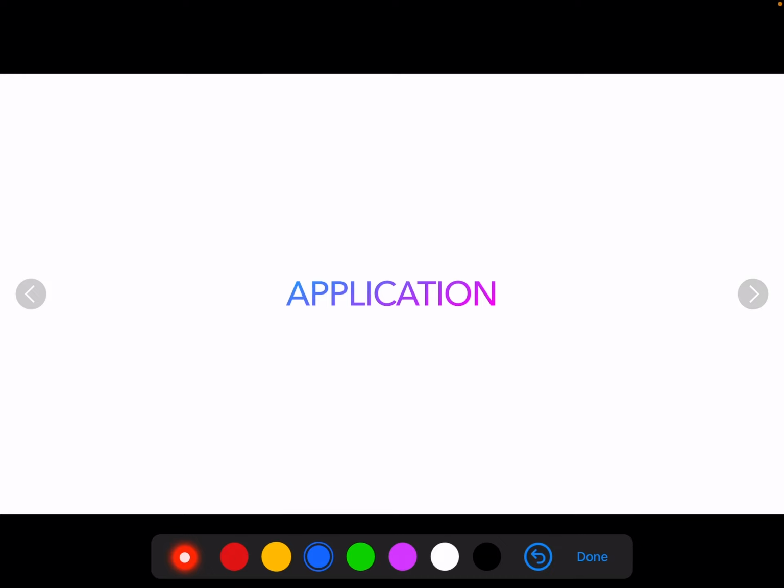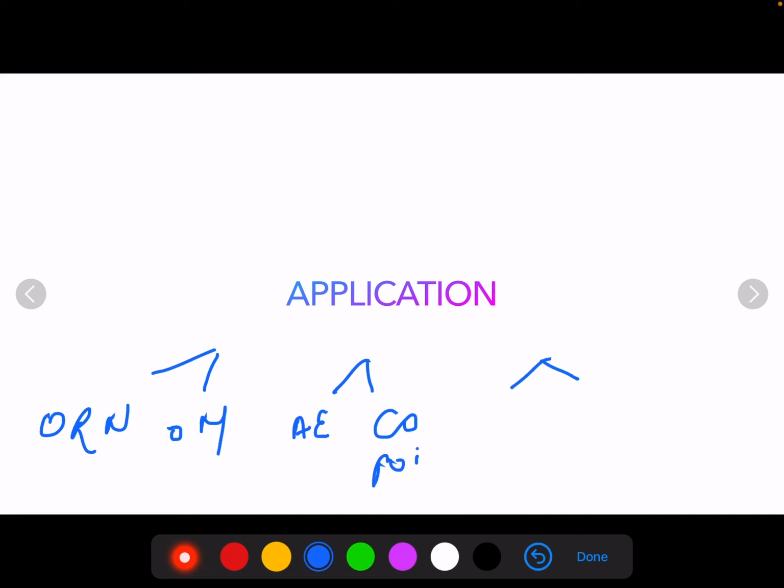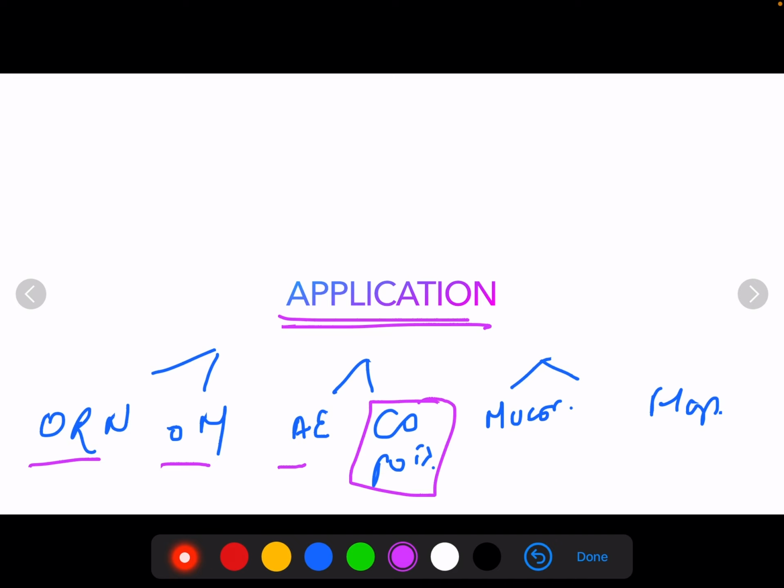For the application purposes, we'll again divide it into 2 and 2. Application for ORN, for osteomyelitis, for air embolism, carbon monoxide poisoning, mucormycosis, and to promote bone graft healing or flap uptake. So we are doing the HBO therapy for osteoradionecrosis, osteomyelitis, air embolism, carbon monoxide poisoning, mucormycosis, and to promote bone graft or flap uptake.